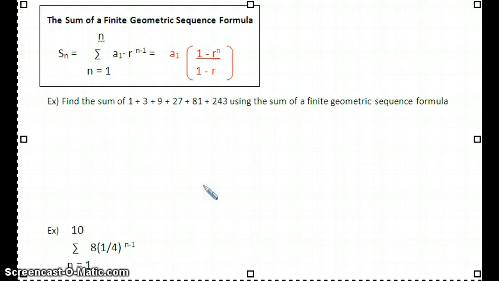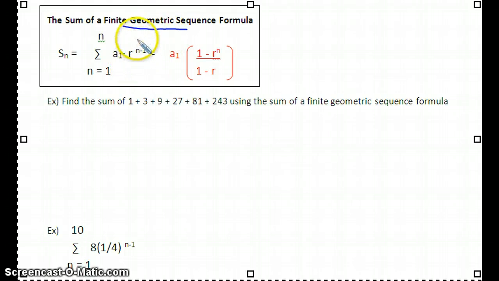Welcome back to the second part of Pre-Calc Notes 9.3. The second part is going to deal with finding the sum of a finite geometric sequence. We had a formula like this for the sum of the finite arithmetic sequence in the previous section of notes. This section will have one for the geometric sequence.